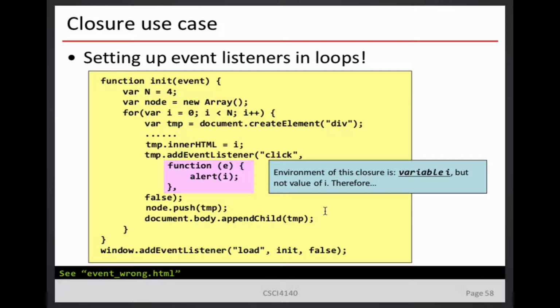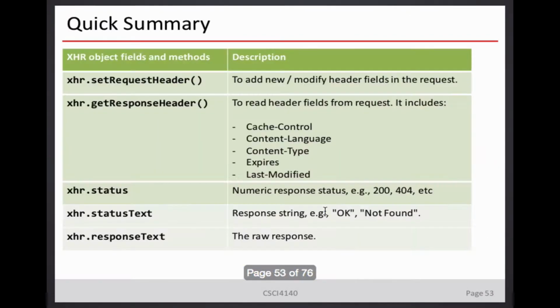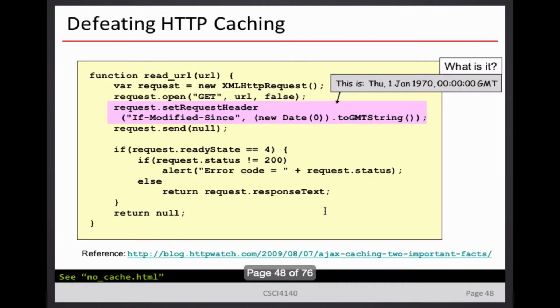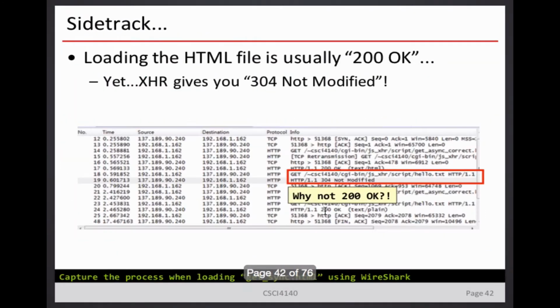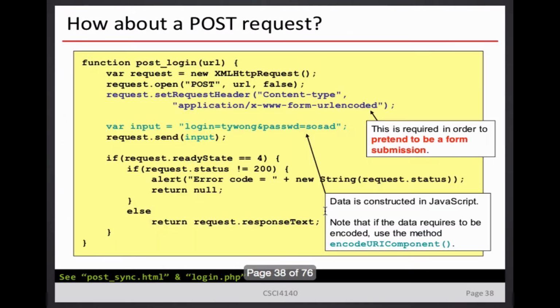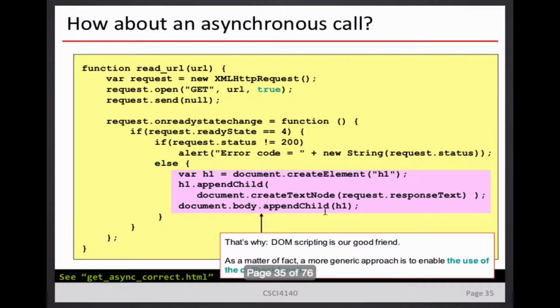But in JavaScript, they behave totally differently. It doesn't just talk about the code. It also talks about the environment it is enclosed in when you want to have the functions. Let me go back a few slides. When we talk about this, the XHR, XML HTTP request, this is the asynchronous version.